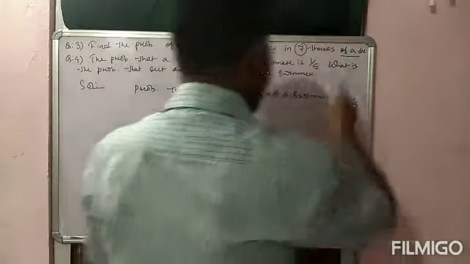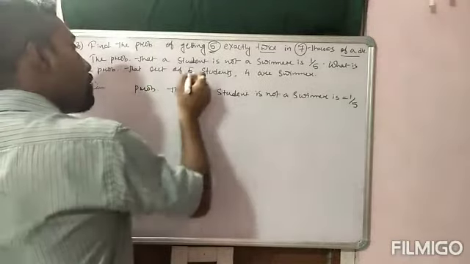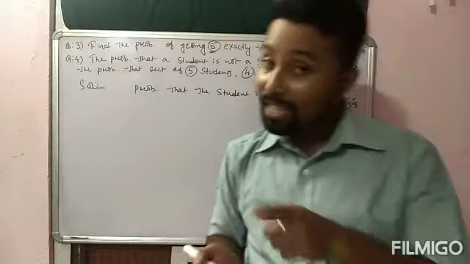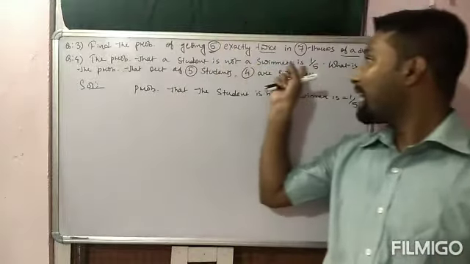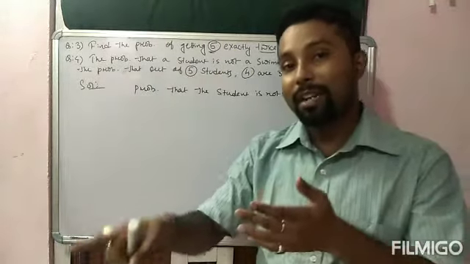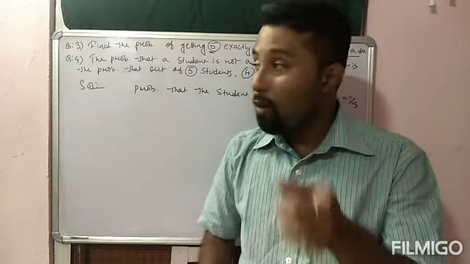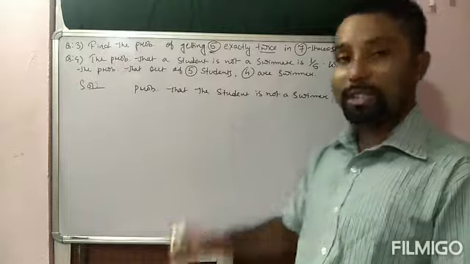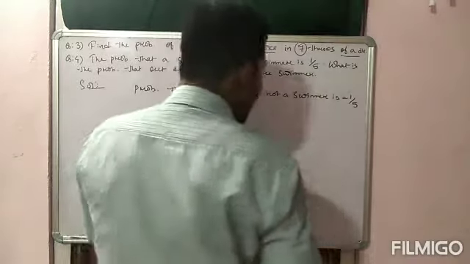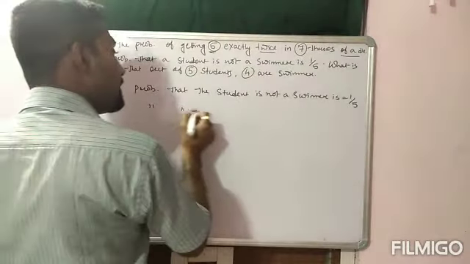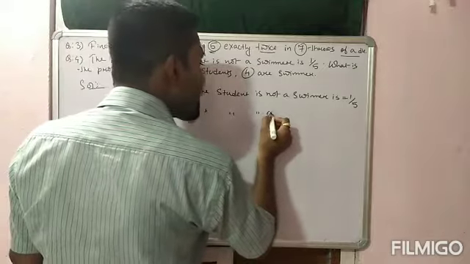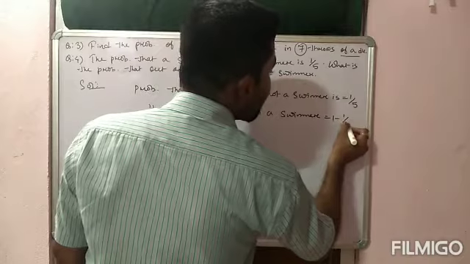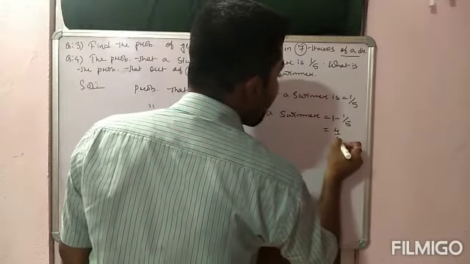Then what is the probability that out of 5 students 4 are swimmers? What is asked is how many are swimmers, but the probability value given is the value for not a swimmer. So we first have to find out the value of what is asked. If you know the probability that the student is not a swimmer, which is equal to 1 by 5, then easily we can find the probability that the student is a swimmer. This is equal to 1 minus 1 by 5, so this will be 4 by 5.